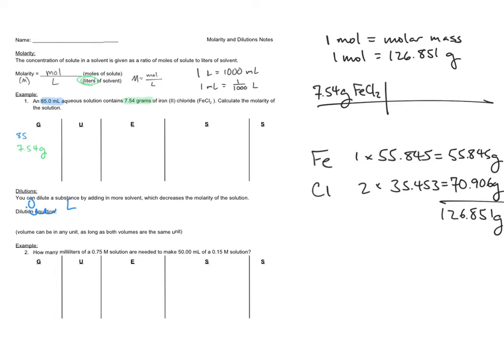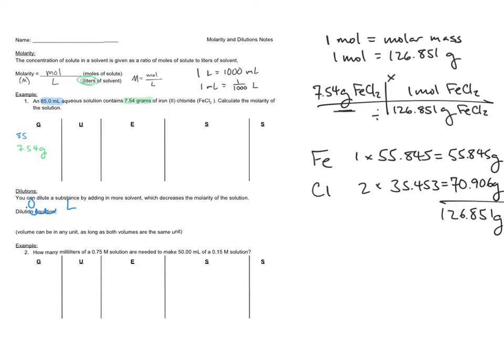All right, now I got to decide which part goes on the bottom, grams or moles. We got grams on top first, so grams has to go on the bottom next. We'll put 126.851 grams of iron chloride on the bottom, which is the same as 1 mole of iron chloride. Then you got to get your actual answer from this. Multiply your two numbers on top, divide by your number on the bottom.